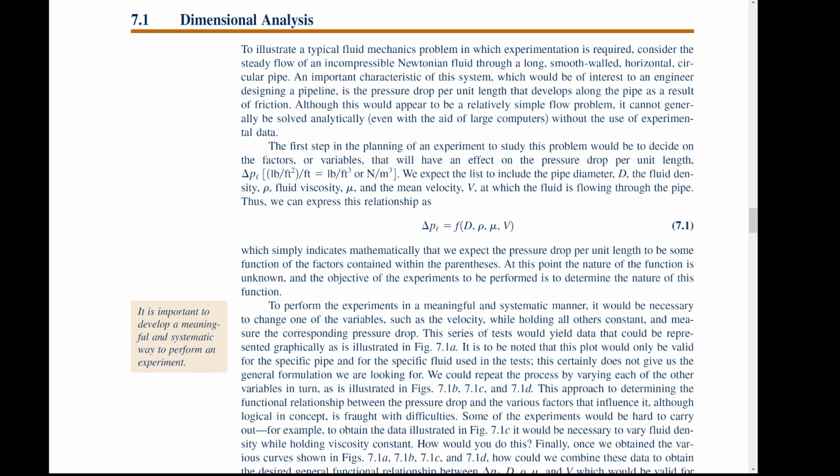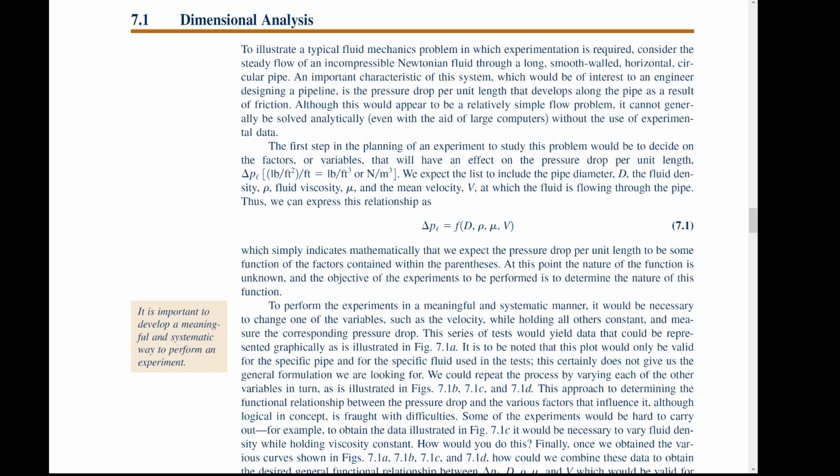To illustrate a typical fluid mechanics problem in which the experimentation is required, consider the steady flow of an incompressible Newtonian fluid through a long, smooth-walled, horizontal, circular pipe. An important characteristic of this system, which would be of interest to an engineer designing a pipeline, is the pressure drop per unit length that develops along the pipe as a result of friction. Although this would appear to be a relatively simple flow problem, it cannot generally be solved analytically, even with the aid of large computers, without the use of experimental data.